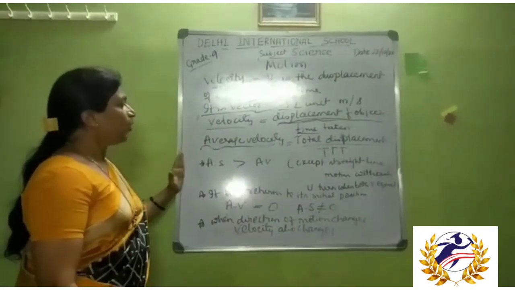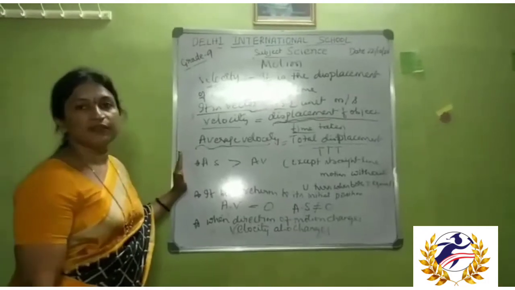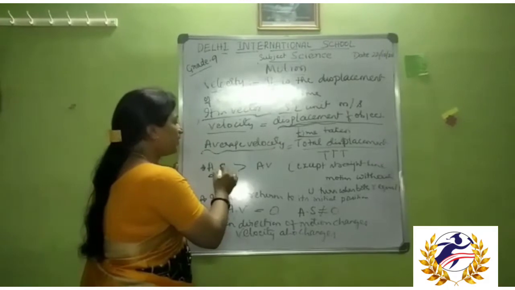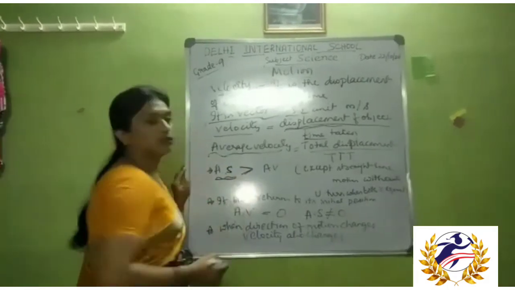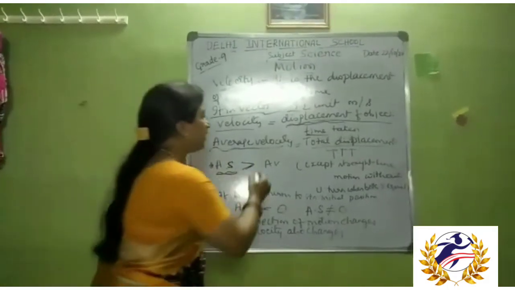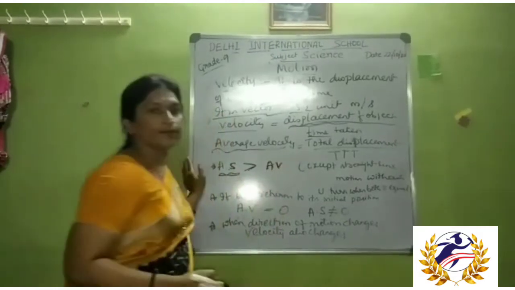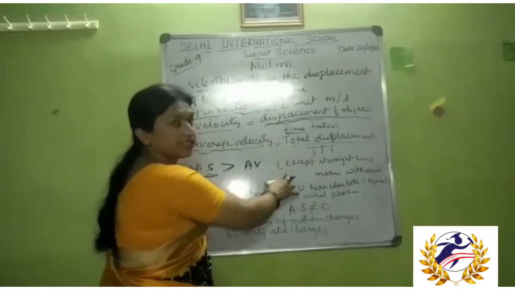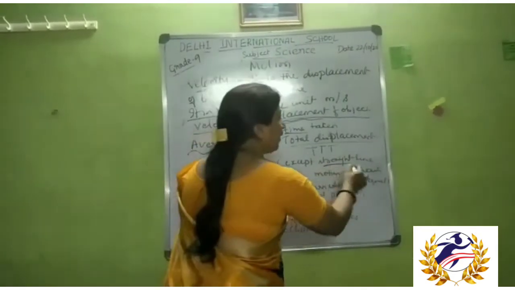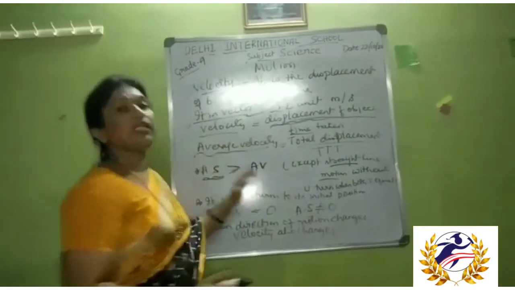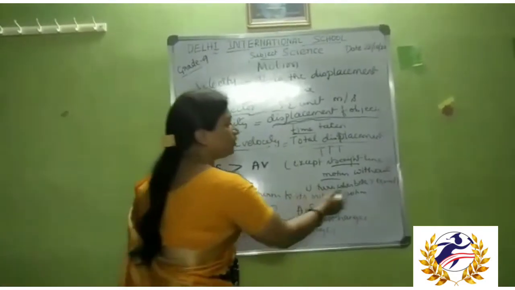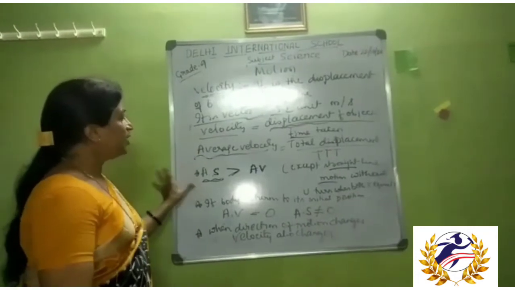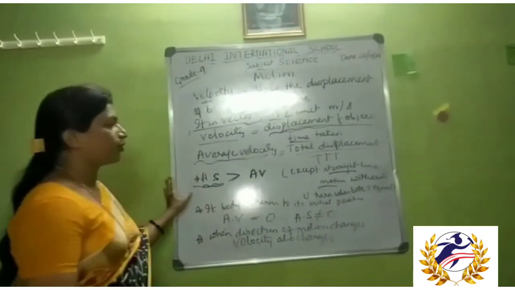There are three points you should remember while studying velocity and speed. Average speed is always greater than average velocity, except when an object is moving in a straight line without taking any U-turn, when both are equal in motion. So this is one point you should remember.